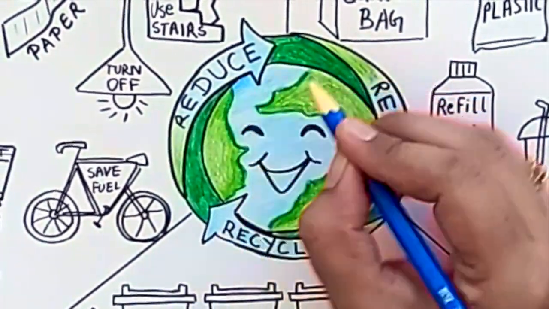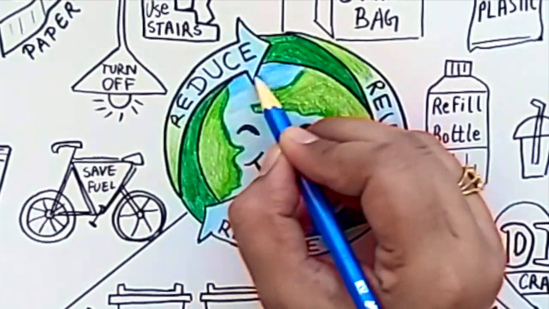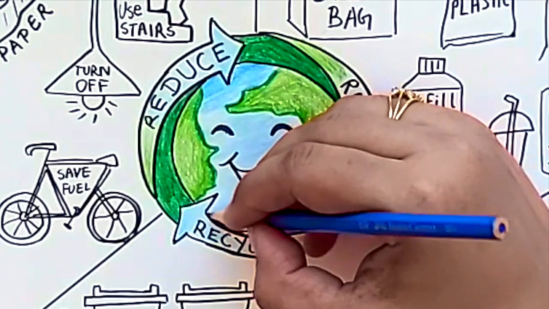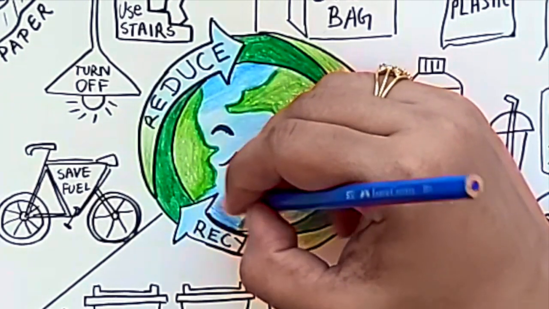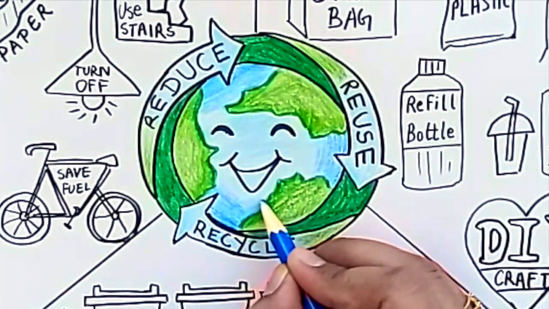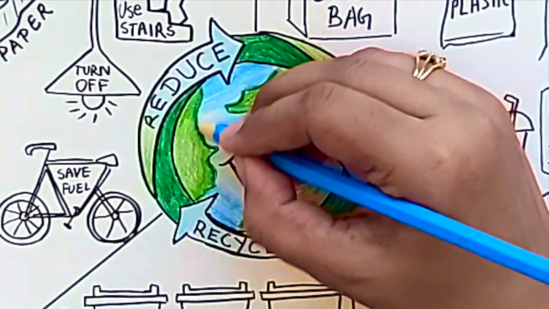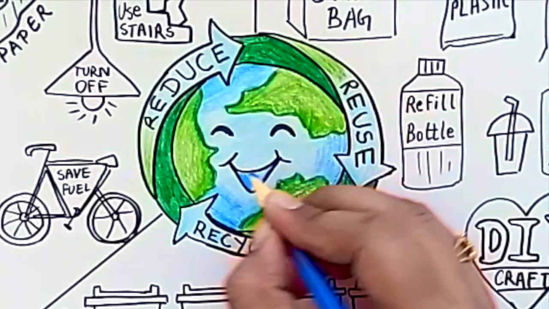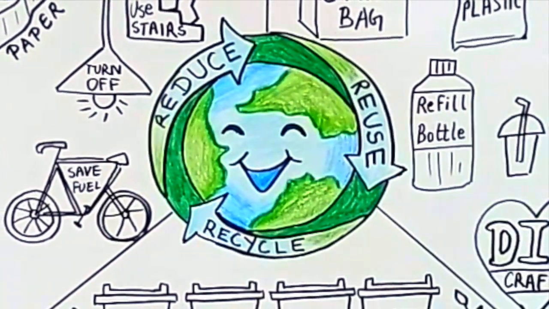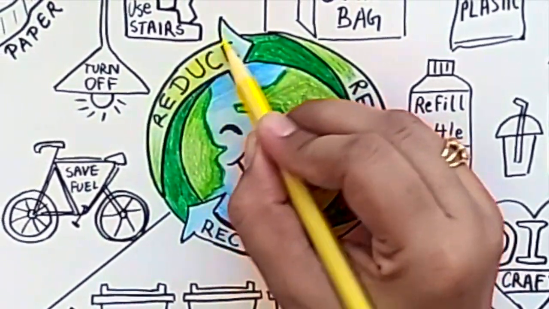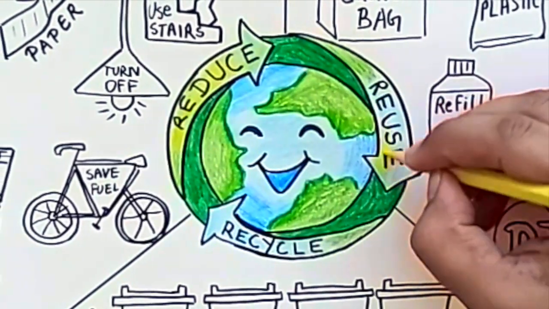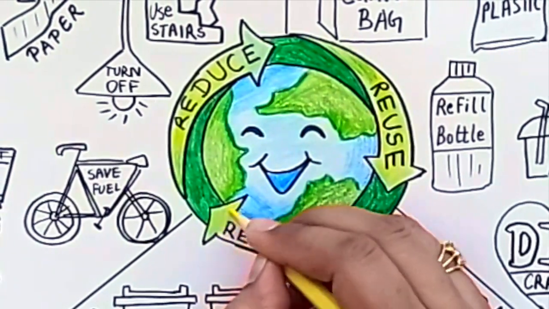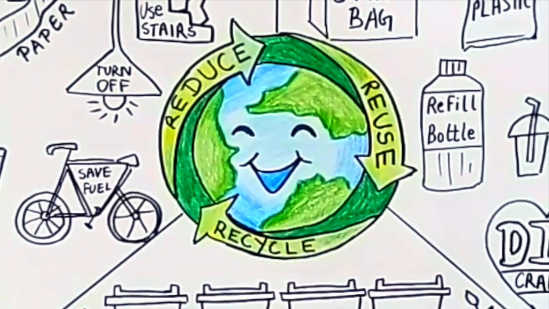Next I'm using dark blue to give some more shade from the edges towards the center, applying more pressure towards the edges and then just blending it with the light blue. Like that. I'll use the same dark blue color to color the mouth. That shall be all. Now I'm using yellow to give highlights in the arrows to make them appear a lighter shade of green. And that's how the earth would look.